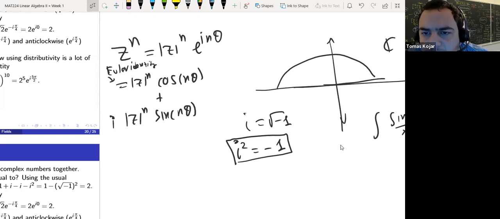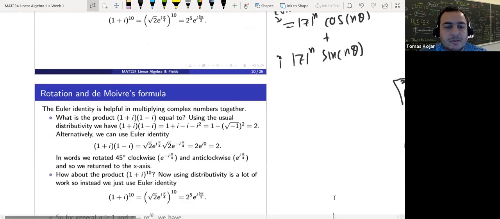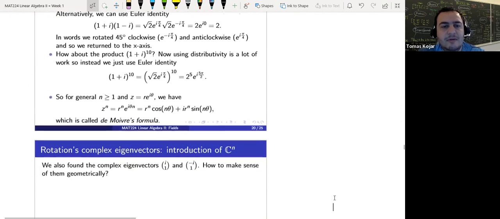Can we write cis θ as cosine θ plus i sine θ? It's better to write e^{iθ}, since it has more information. All right, anyway, let's move on. Okay, what else? So yeah, and this is the De Moivre formula.